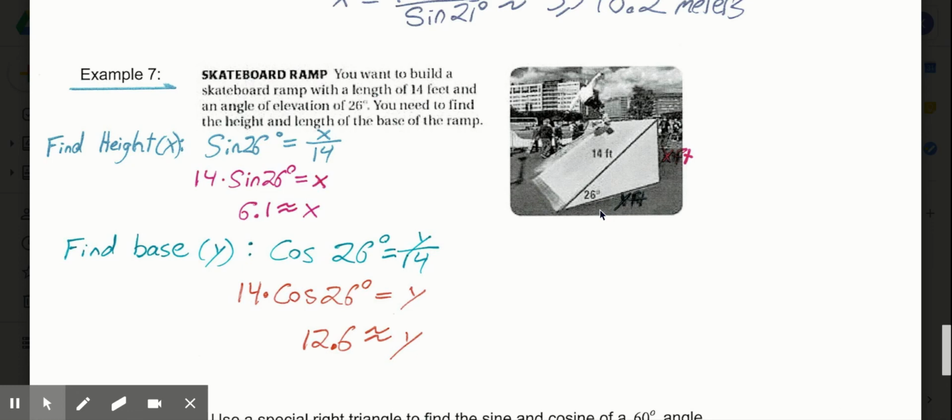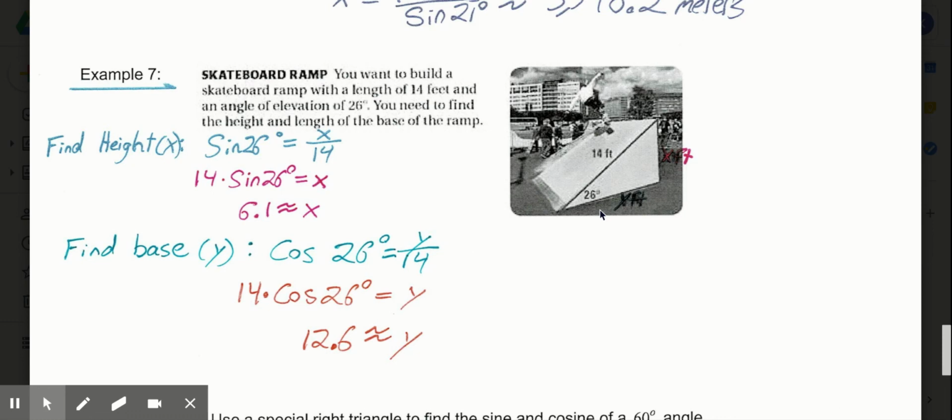To figure out the height, we would have to use the sine ratio, our opposite over hypotenuse. So in this case, x over 14. So the sine of 26 degrees times 14 would equal x. Plug that into a calculator. 14 times sine of 26 degrees gives us approximately 6.1 feet.